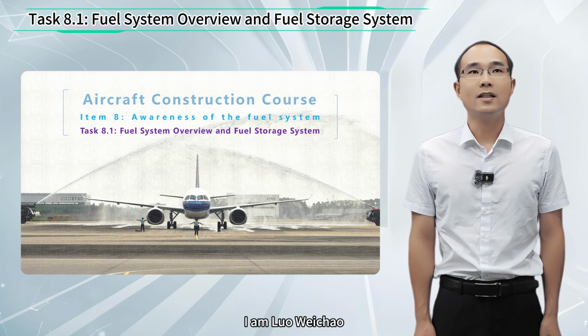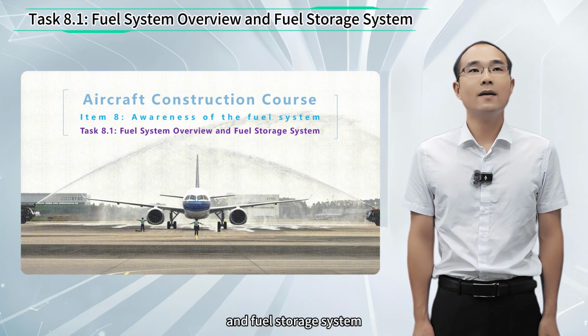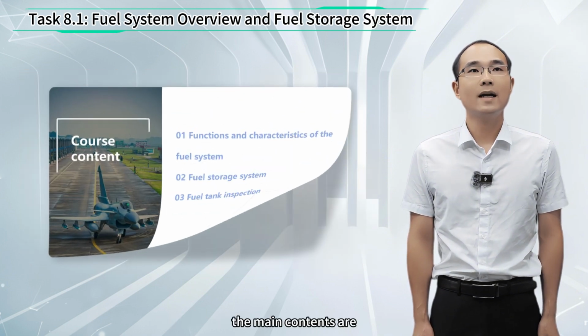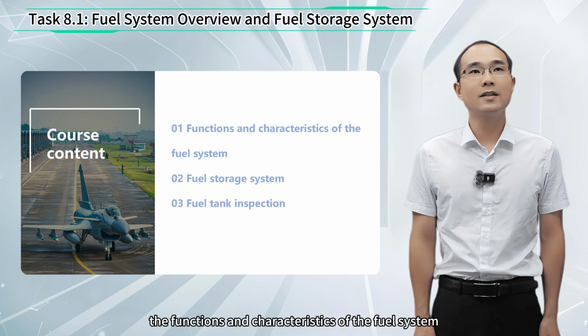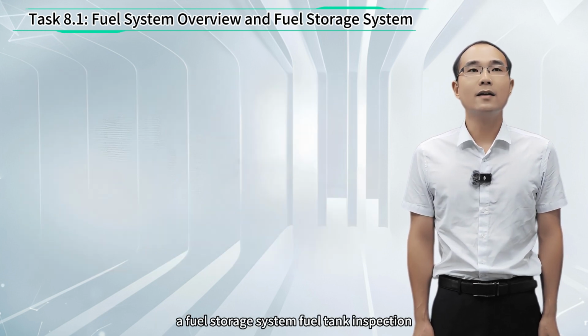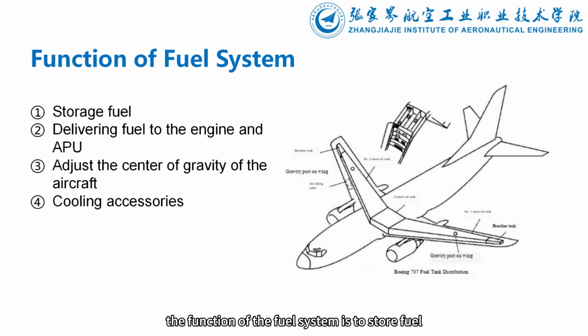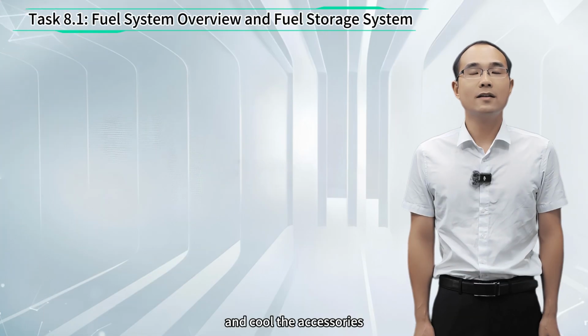I am Loy Chal. The task of this class is the fuel system overview and fuel storage system. The main contents are the functions and characteristics of the fuel system, a fuel storage system, and fuel tank inspection. Function and structure characteristics of the fuel system: The function of the fuel system is to store fuel, deliver fuel to the engine and APU, adjust the center of gravity of the aircraft, and cool the accessories.